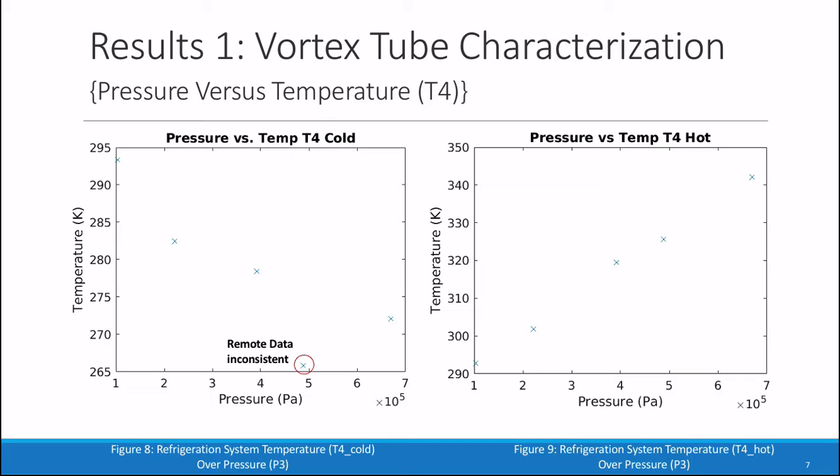This observation is solidified when comparing the average steady-state temperature to the absolute pressure. As the pressure increases, the temperature of the cold output decreases, as shown in Figure 8, and the temperature of the warm output increases, as shown in Figure 9. Note that for the cold temperature, some inconsistencies were found in the data trends as represented by the remote data, perhaps due to different operating conditions on the days these were taken.